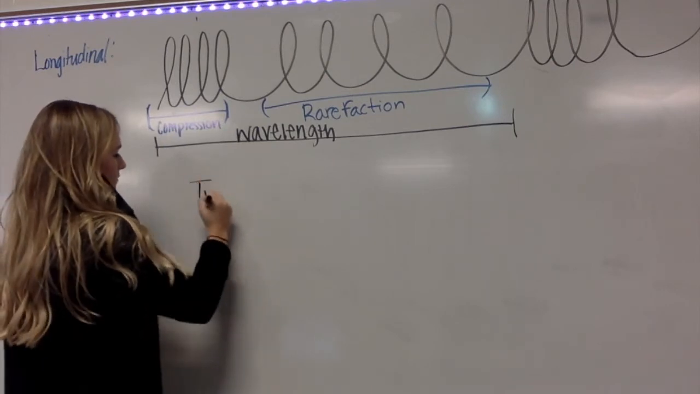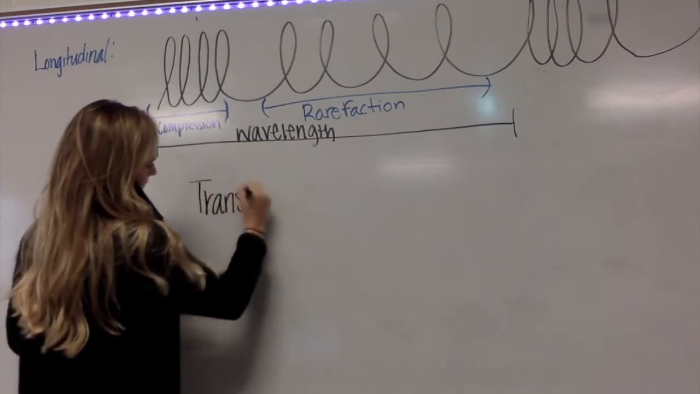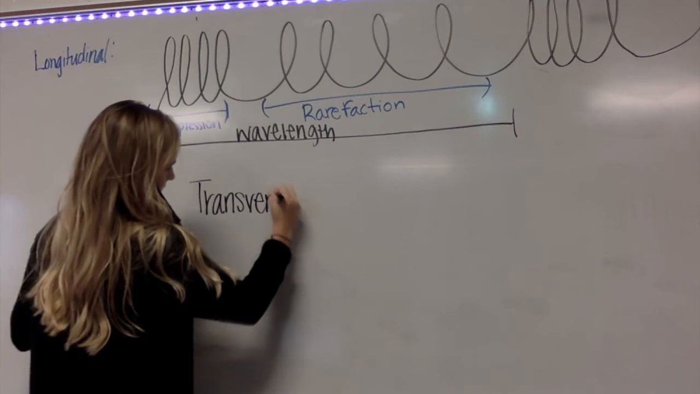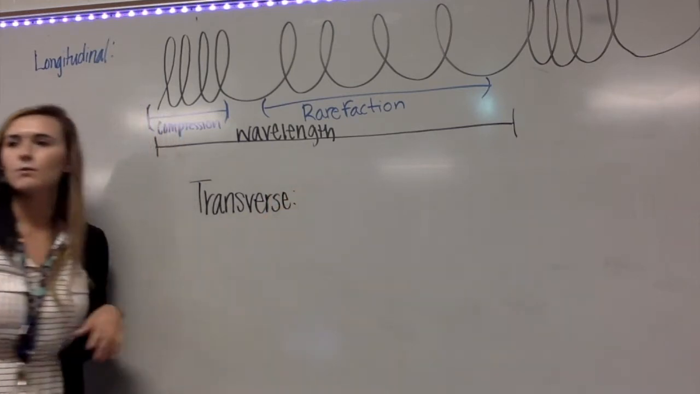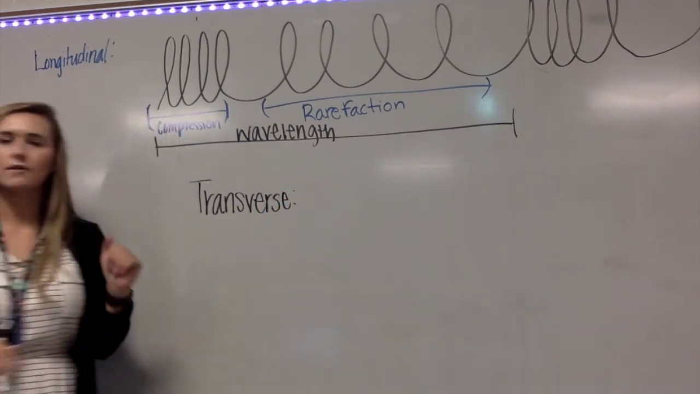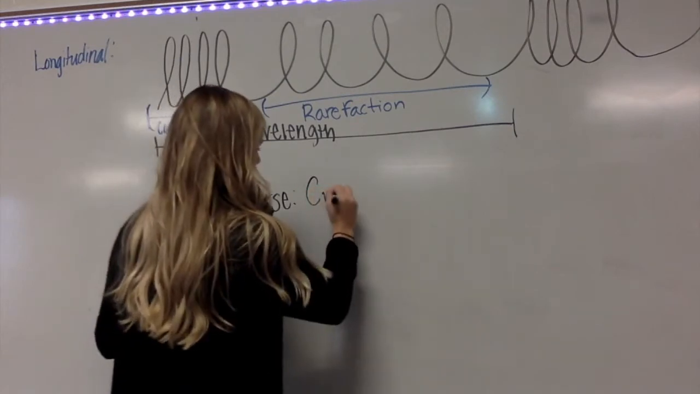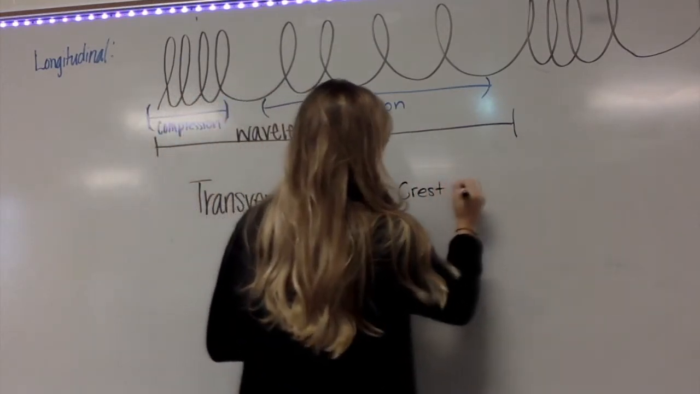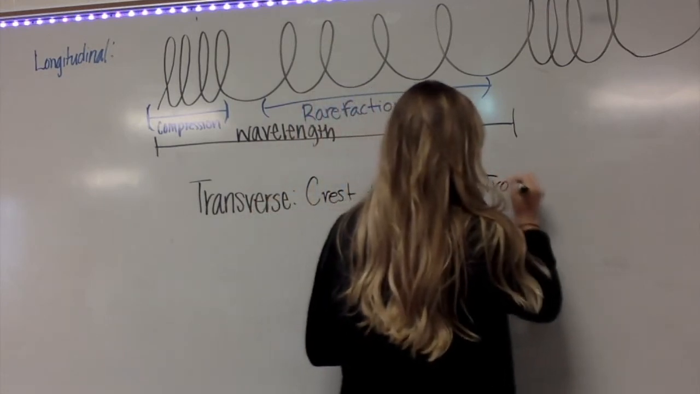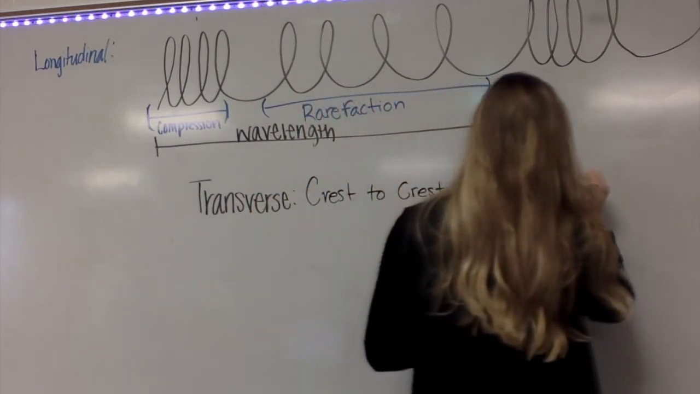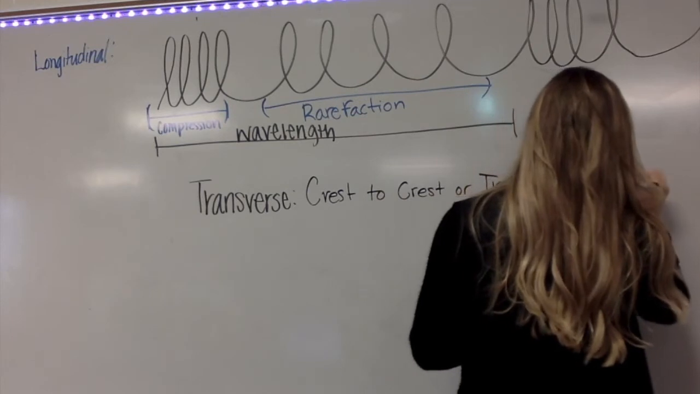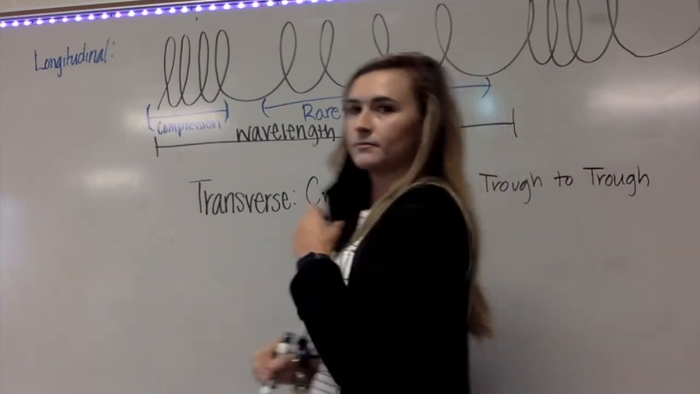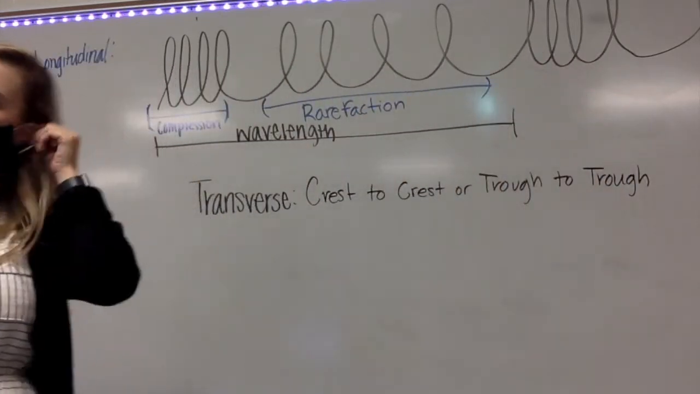For a transverse wave, here's a little cheat code for you. A wavelength is a crest to crest or trough to trough. You might want to write that down. Crest to crest or trough to trough.